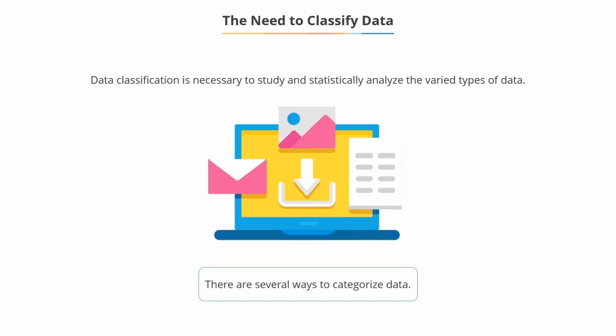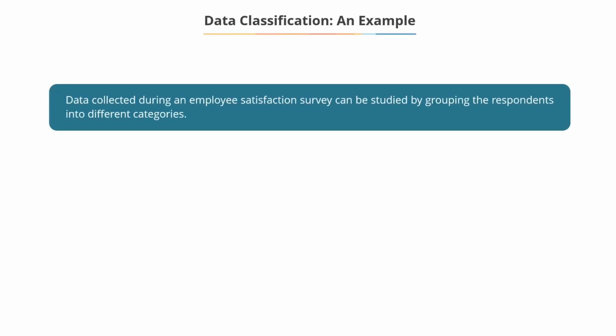Data is categorized in several ways. Consider an example of data collected during an employee satisfaction survey. Responses to various questions posed to respondents can be studied by categorizing respondents into two or more categories depending on levels of seniority: assistant managers, deputy managers, managers, senior managers, etc.